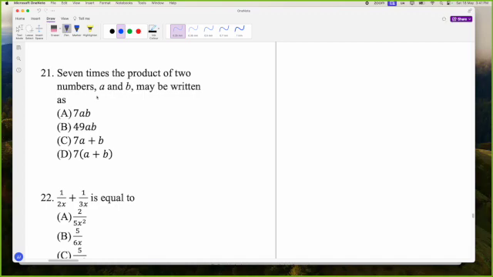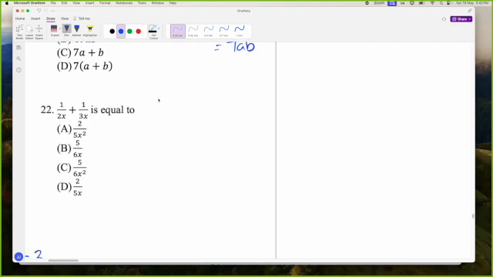7 times the product of two numbers, A and B, may be written as... So the product means you're multiplying these two numbers, A times B. You know multiplication glues numbers together, so I could write that as AB. And then they say 7 times. So 7 times the product. Multiplication glues numbers together. So 7AB is the answer.